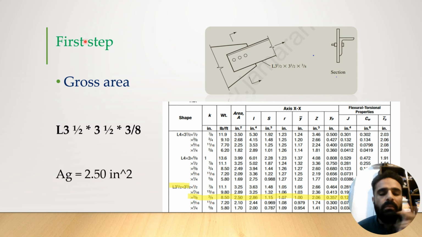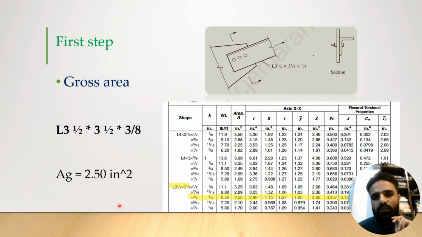Remember, this is the first step for finding the gross area for this section. We directly go to the steel manual and select the shape of the structural steel, and then in the area column we will get the area for that shape of structural steel. Here in our case the area is 2.5 square inch. This is the first step for solving effective area.